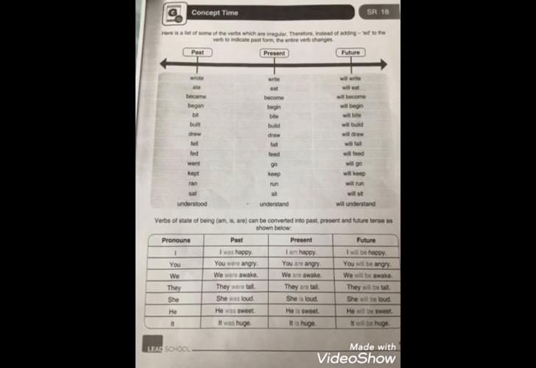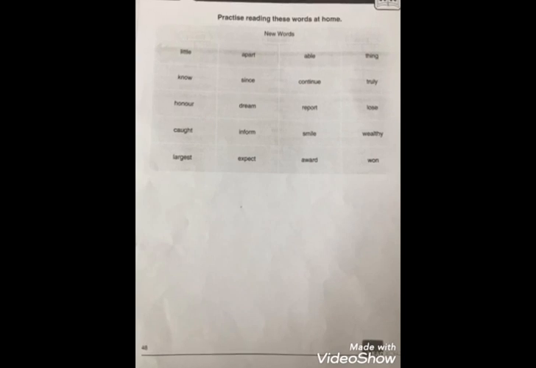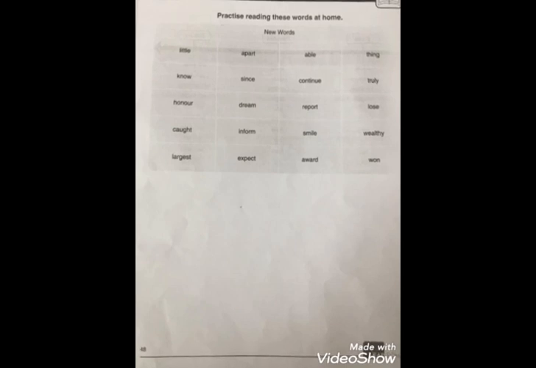So turn to page number 48. Here we have some whole words. Practice reading these words at home. These are all new words. Little, apart, able, king, no, since, continue, truly. Honor, dream, report, lose, caught, inform, smile, wealthy, largest, expect, award, won.